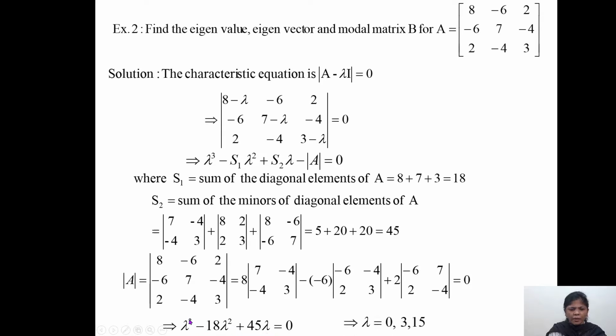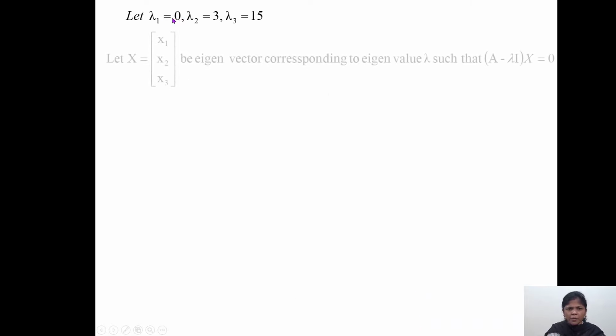Now the highest power of lambda is 3. So on solving this, how many values for lambda are required? 3 values. Solving this, we get the values of lambda as 0, 3, 15. All are real and distinct. So let lambda 1 equal 0, lambda 2 equal 3 and lambda 3 equal 15. Let us find, one by one, the eigenvector corresponding to each of these eigenvalues.